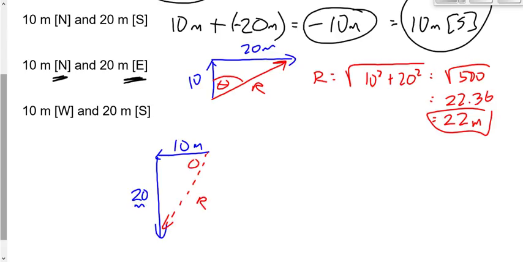There's r, there's theta. R: a squared plus b squared is equal to c squared, or r is equal to the square root of 20 squared plus 10 squared. And it works out to be 22 meters.